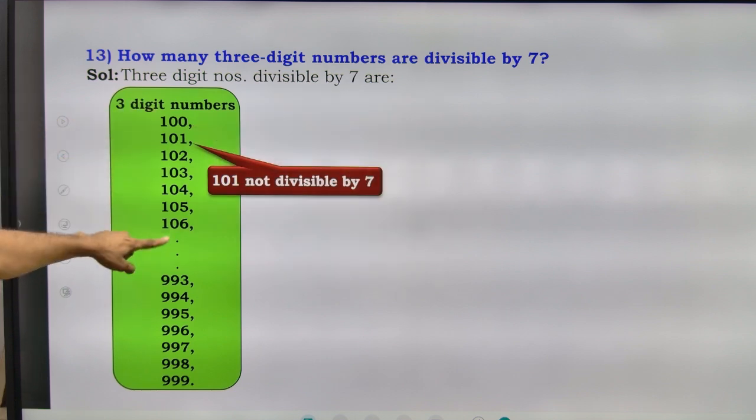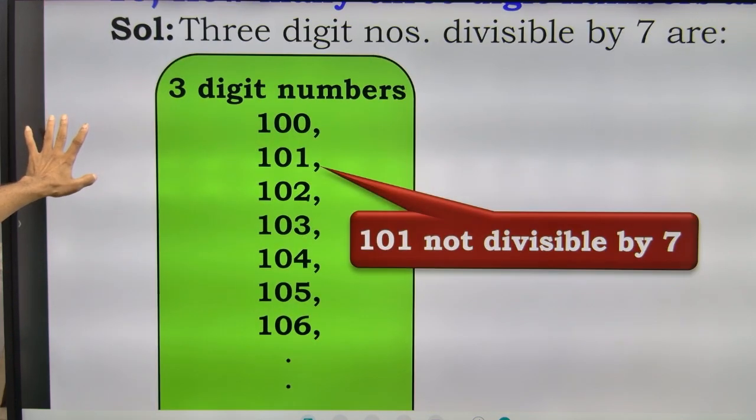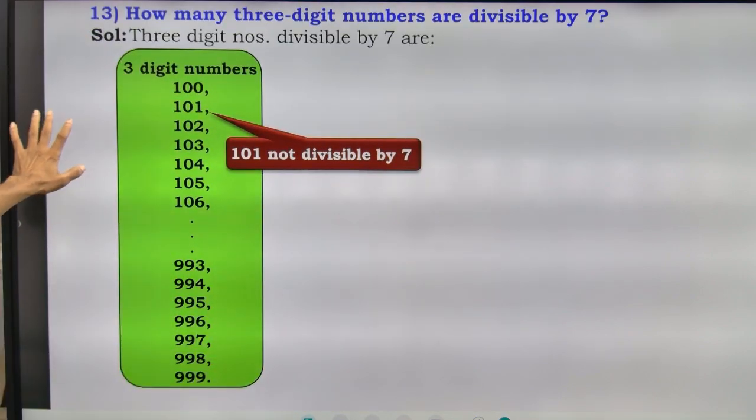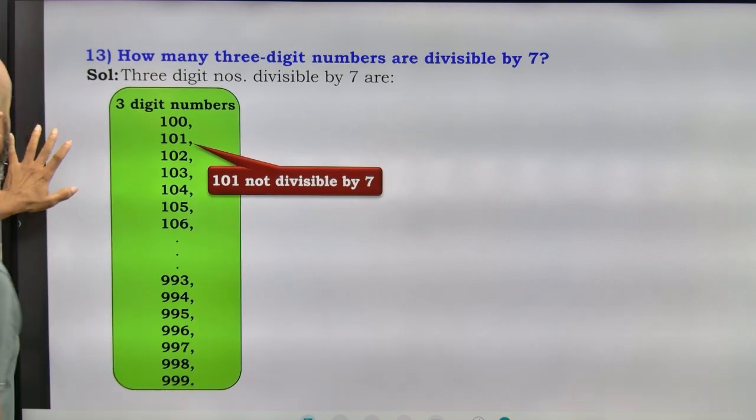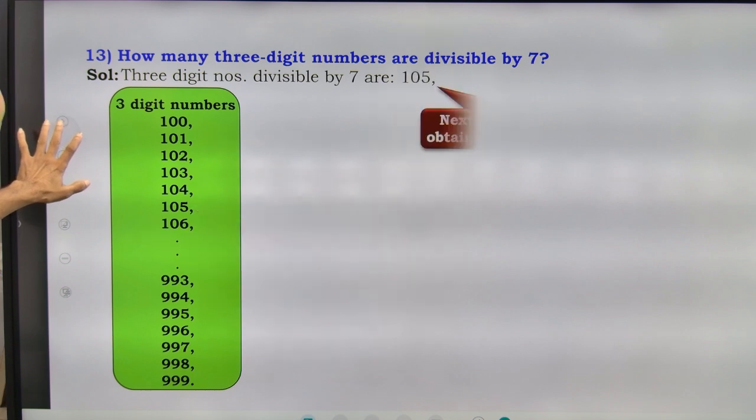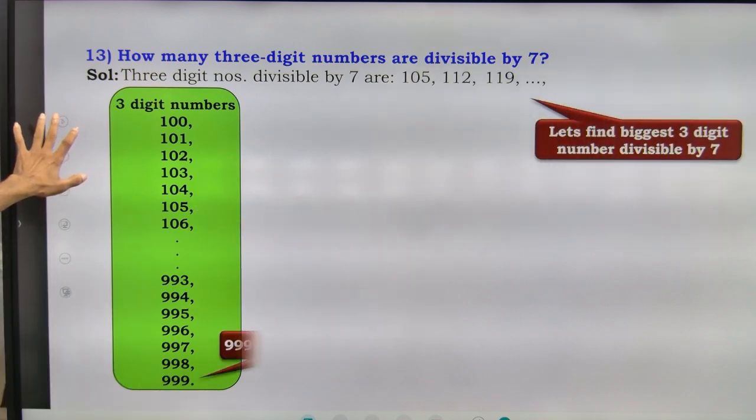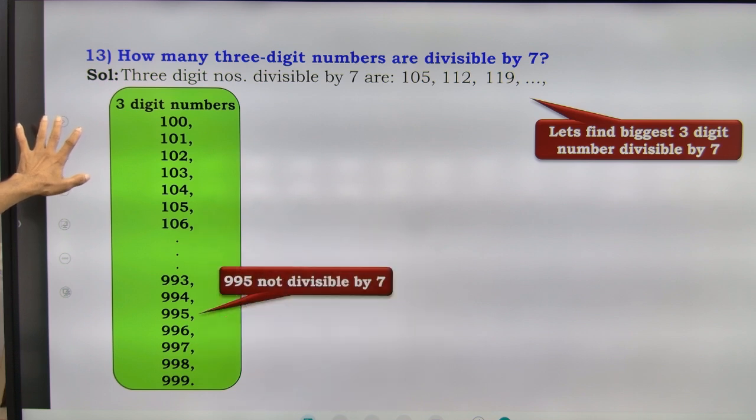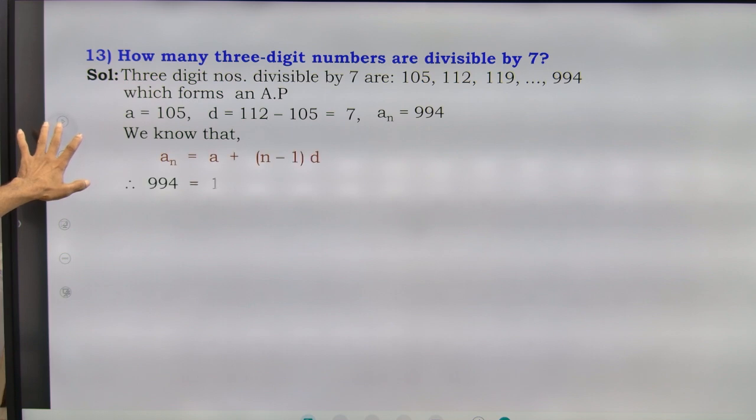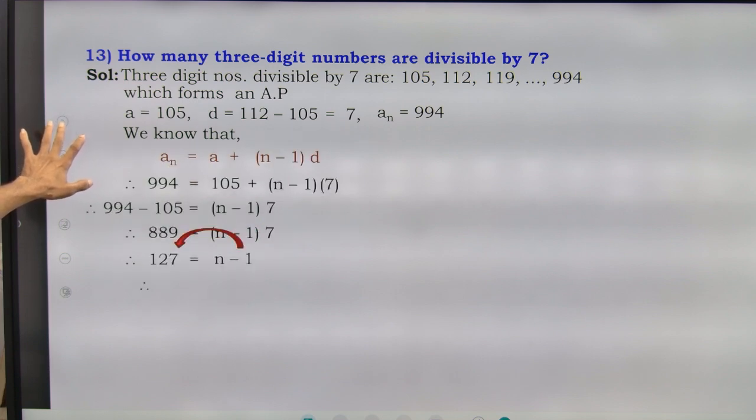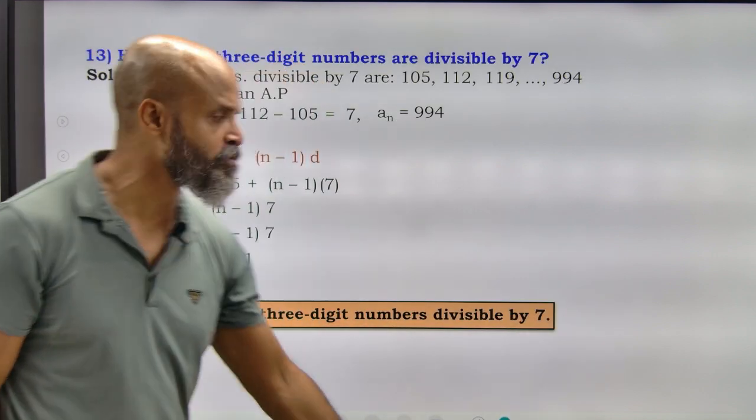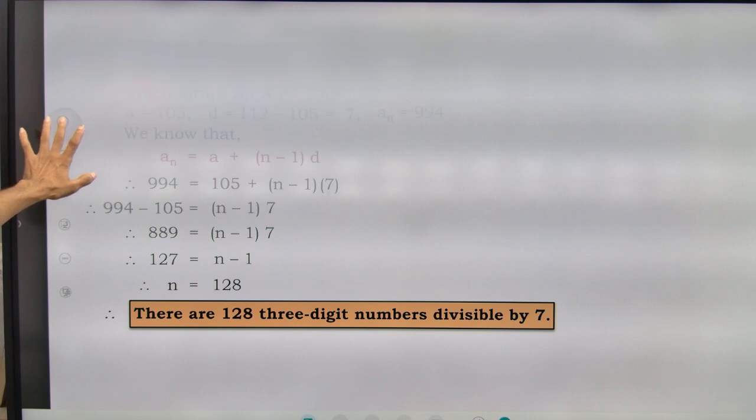So if you look into this, we have found out which is the first 3-digit number. The first 3-digit number here happens to be 105, and the last 3-digit number, again moving on, we locate that the last 3-digit number is 994. Okay, so in this way we are going to solve the problem and get the value as 128. So there are 128 3-digit numbers which are divisible by 7.